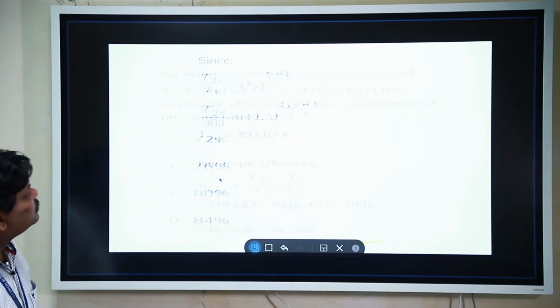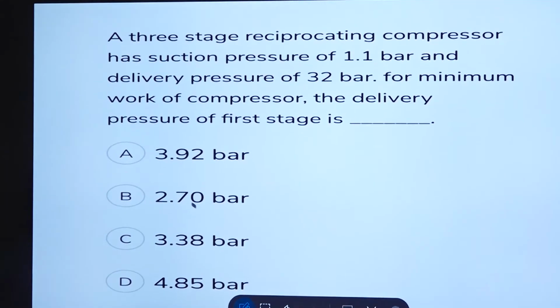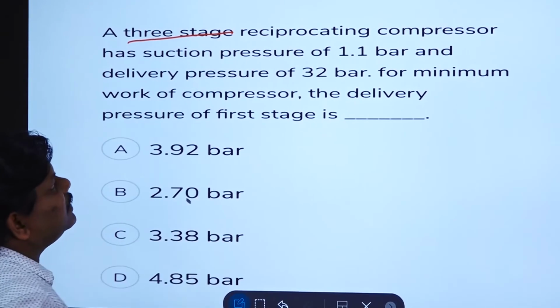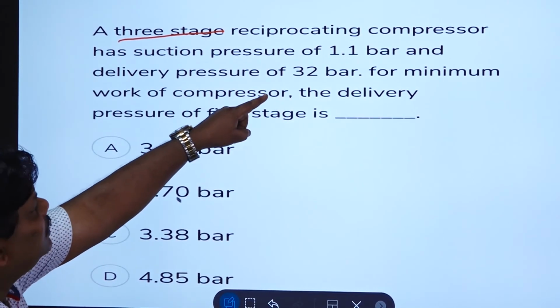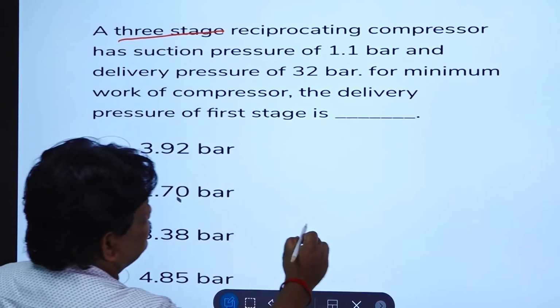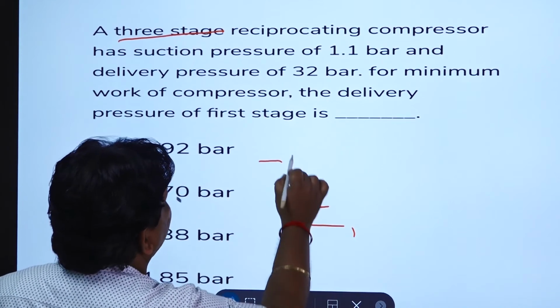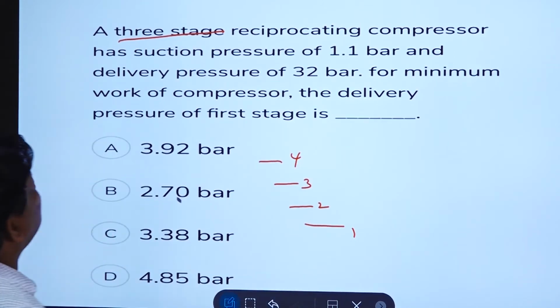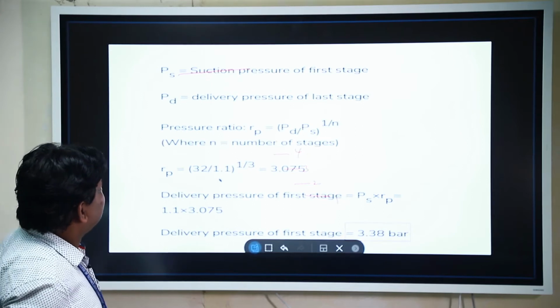Right. The next one is a 3-stage compressor. So it is a 3-stage reciprocating compressor. It has a suction pressure P1, which is given to you, and a delivery pressure. So you have 3 stages here, 1, 2, 3, 4. So the delivery pressure P4 is 32 bar. For minimum work of the compressor, what is the delivery pressure of the first stage?